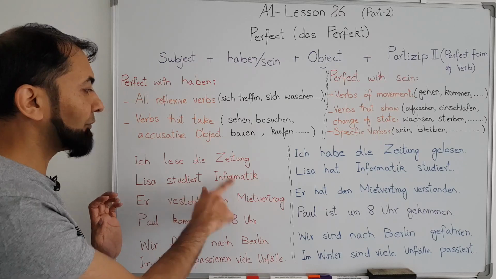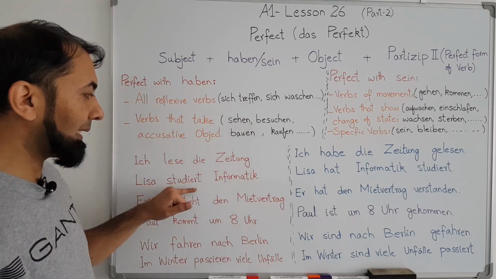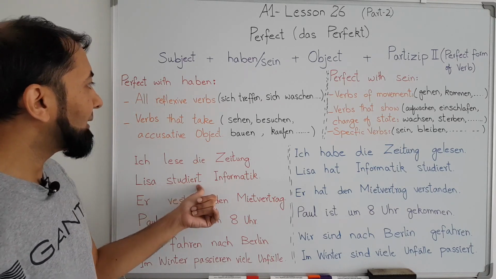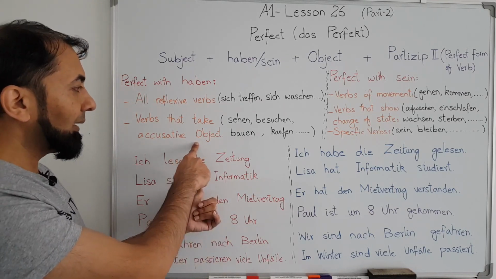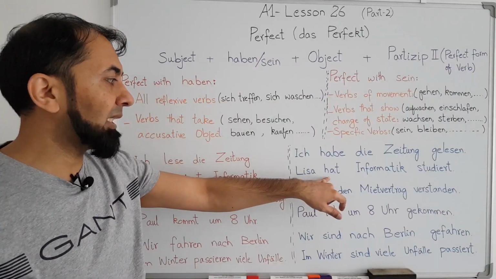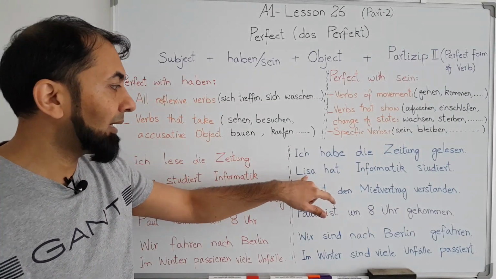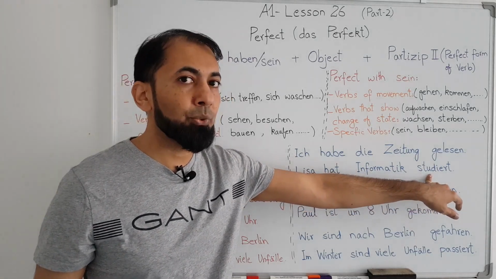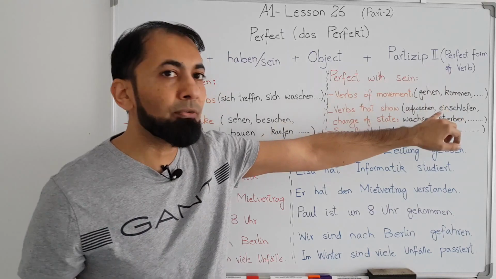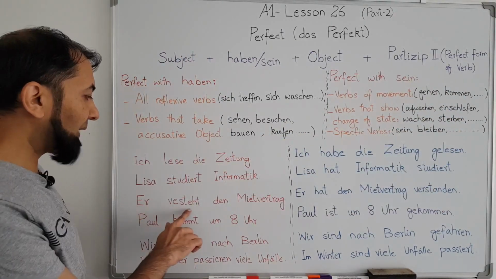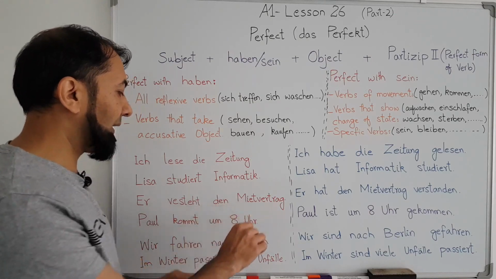Lisa studiert Informatik. Lisa studies computer science. Now here again this will come under this category, so we will use the verb haben and we will conjugate it with respect to the subject, which is Lisa. Lisa hat Informatik studiert. Studiert is the participle zwei of studieren. Studieren means to study.